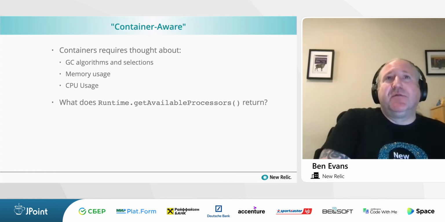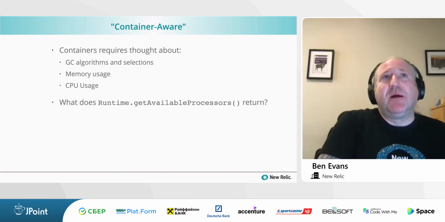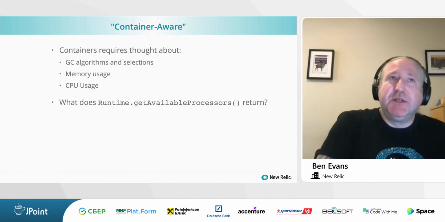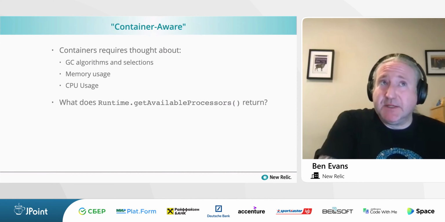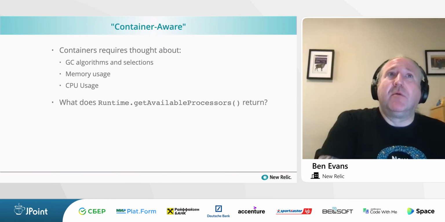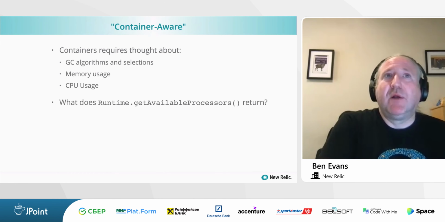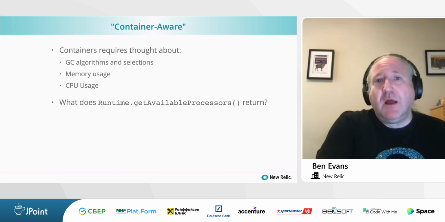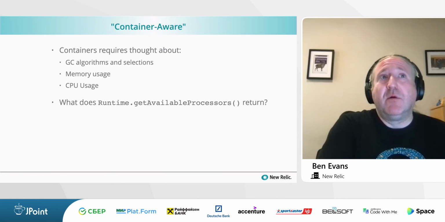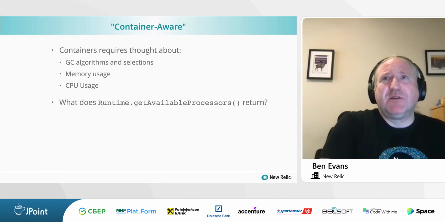When you move to containers, if you do this properly, you need to think about a few things. You need to think about GC algorithms and how they're selected. You need to think about memory usage and how it relates to the container size. And you also need to think about CPU utilization and how CPUs are going to be used.